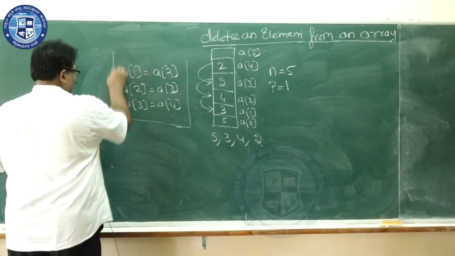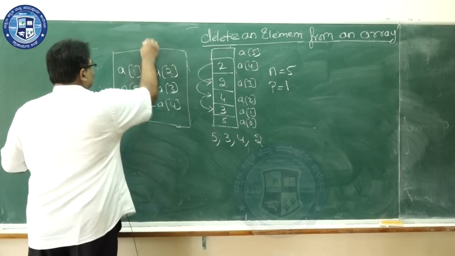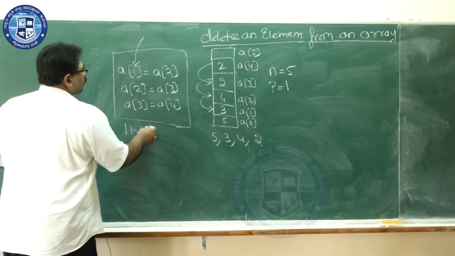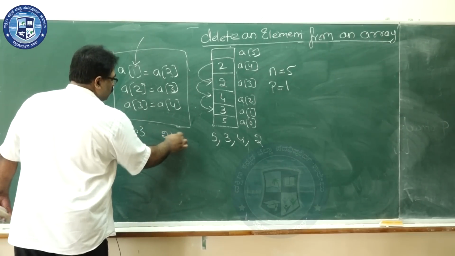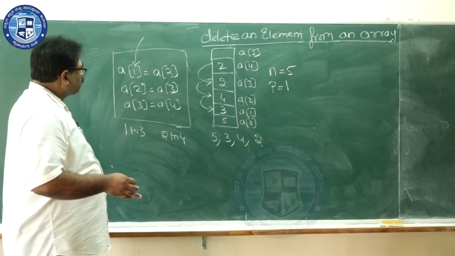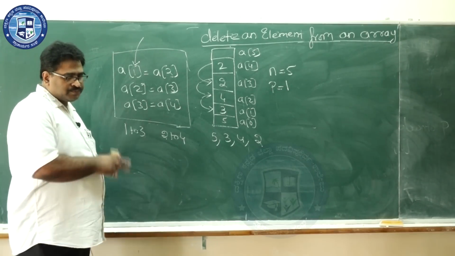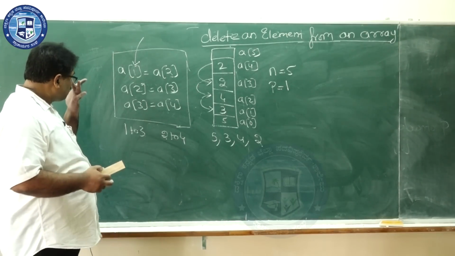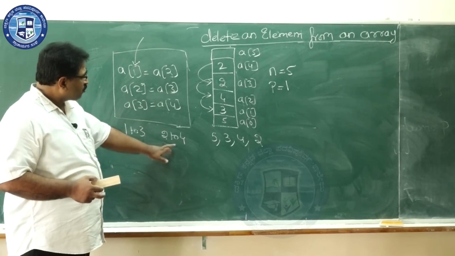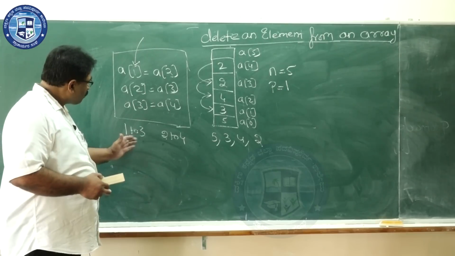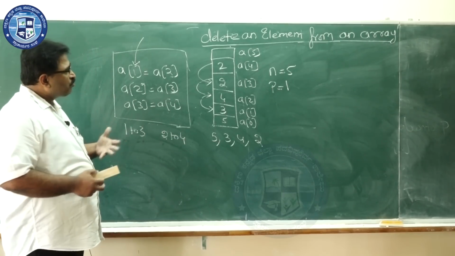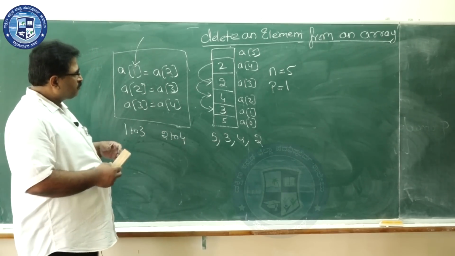That is 1 to 3, or it may be from 2 to 4. Right? So now I can travel from here to this one, that is from 1 to 3, or maybe from 2 to 4. So how are you going to write down the algorithm for the same?